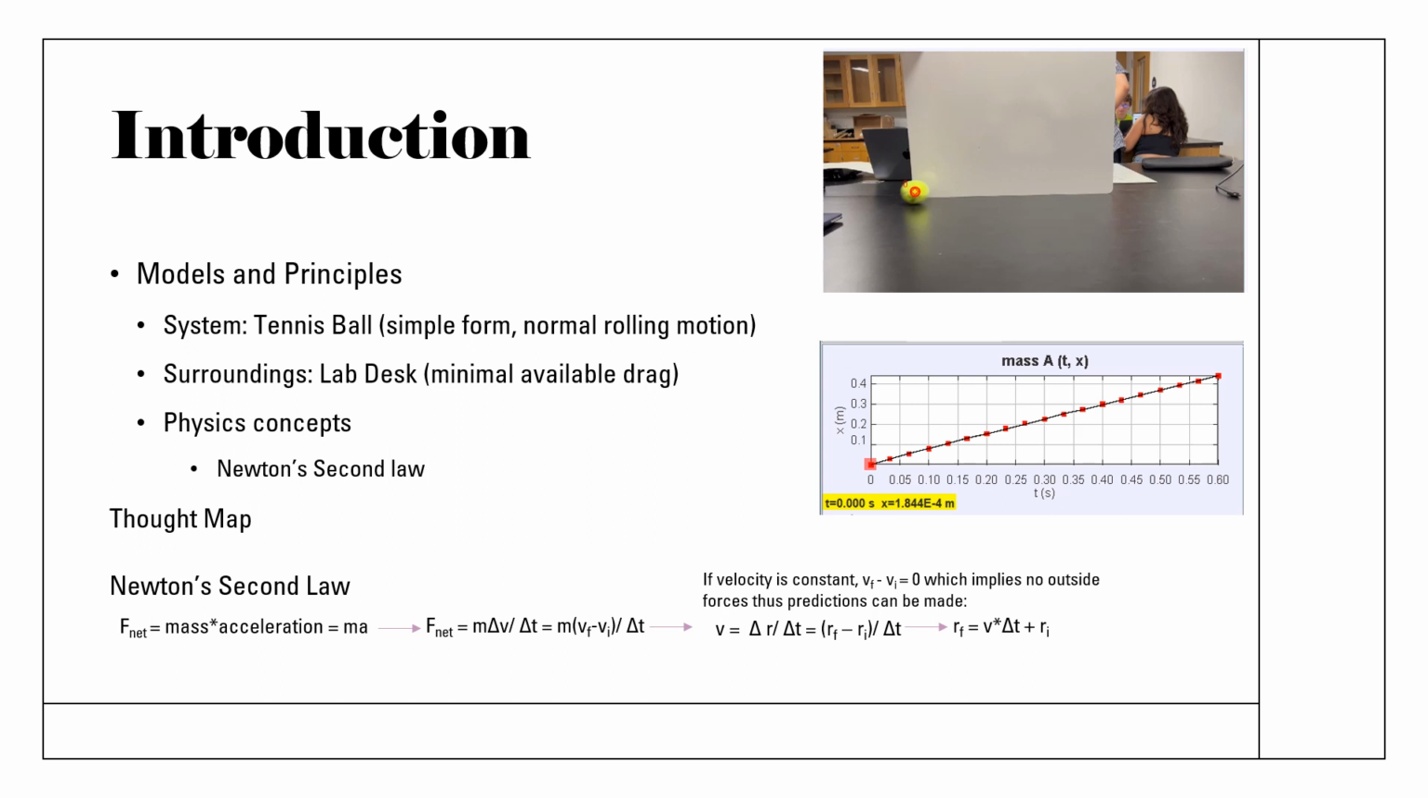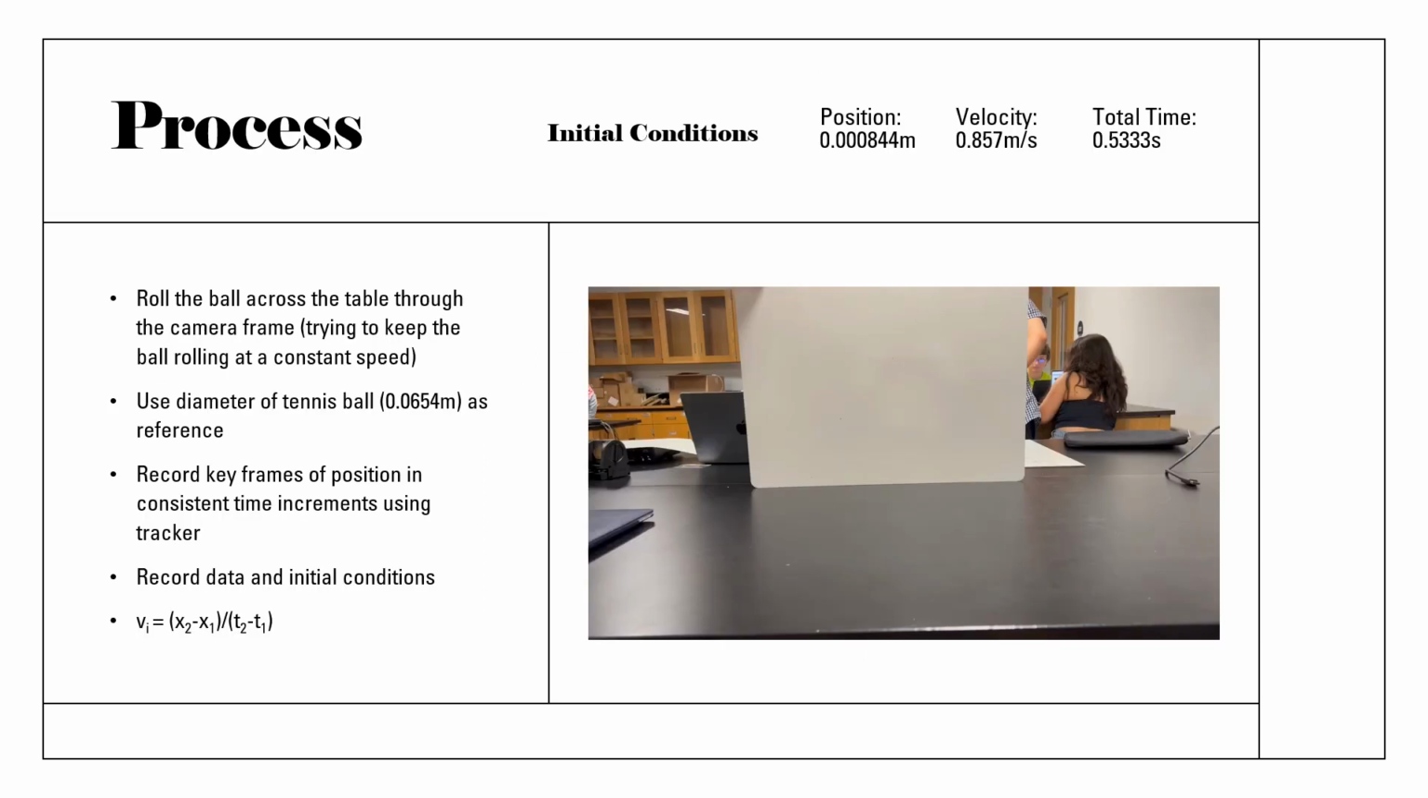As for our model, we had a system being a tennis ball that would roll across its surroundings, in this situation being the lab desk, and covering the primary physics content of this experiment, which was Newton's second law, which indicates that force is equal to mass times acceleration, which can be rewritten as force is equal to mass times the change in velocity with respect to time. But if the change of velocity is zero, that implies there's no outside forces and we can predict the motion, and additionally it could be rewritten as position equals velocity times time plus the initial position.